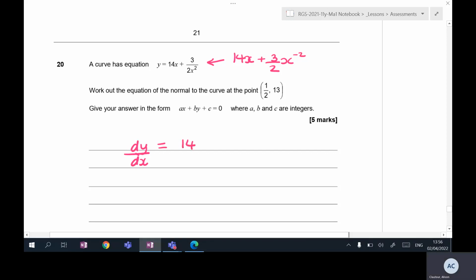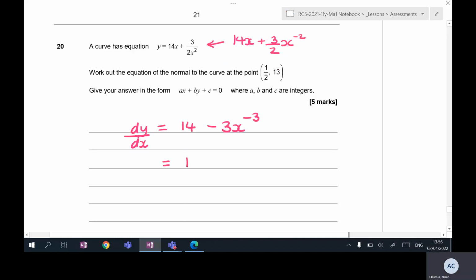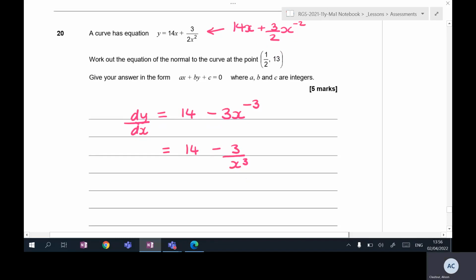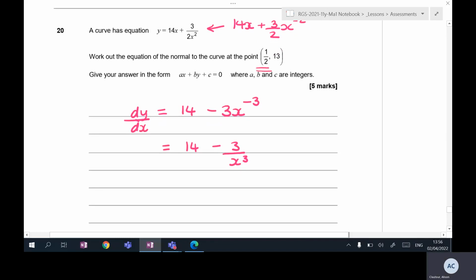So 14, and then 3 over 2 times minus 2 is minus 3. And then subtract 1 off the power to give x to the minus 3. So you can now put it back because we're going to need to sub into it as over x cubed to make it easier. So we want it at this point where x is a half.